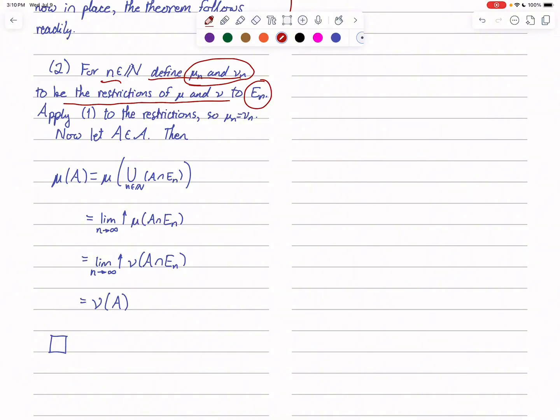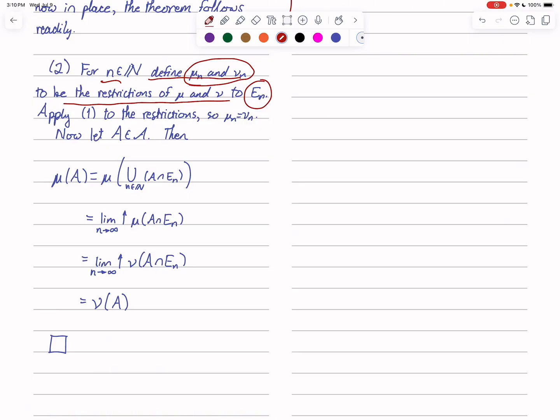I kind of skipped this, and maybe I should make a video on this, but the restriction is defined in a fairly straightforward way. So maybe I just won't talk about it here. If anybody has any questions, I'll make another video and insert it back in the playlist. But in any case, we take mu n and nu n to be the restrictions of mu and nu, defined in a reasonable way, so that the previous part applies to mu n and nu n.